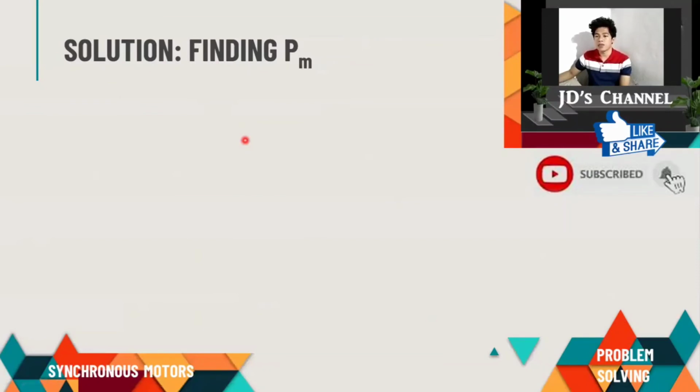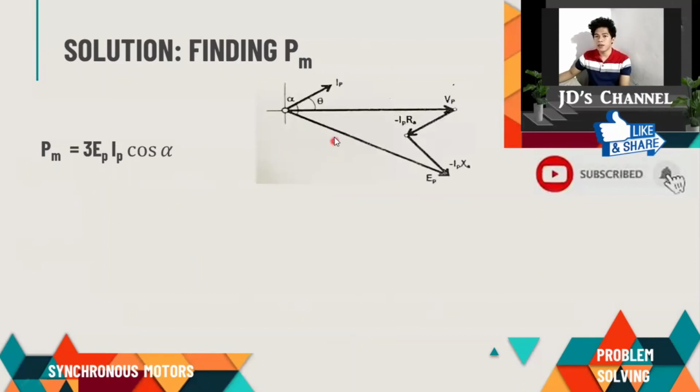So, the next one, class, we are ready to find the mechanical power developed within the armature. Our formula, again, class, is 3 multiplied by the back EMF per phase, the phase current, and the cosine of our alpha. Since it is in the leading power factor, we recall our equivalent circuit per phase. Here is its figure, since this is our alpha. In getting the value of alpha, remember the formula: tan inverse of V phase sine theta plus I phase times our synchronous reactance, over V phase cosine theta plus I phase multiplied by our armature resistance.